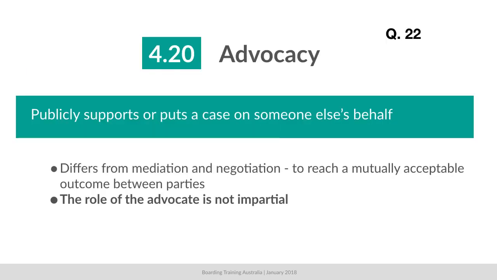Okay, let's look at advocacy. Advocacy is where we publicly support a case on somebody else's behalf. This differs from mediation or negotiation. In mediation or negotiation, we're trying to reach a mutually acceptable outcome, but the role of the advocate is not impartial. It's not about reaching something that's mutual. It's about what is best for the young person that we're advocating for.